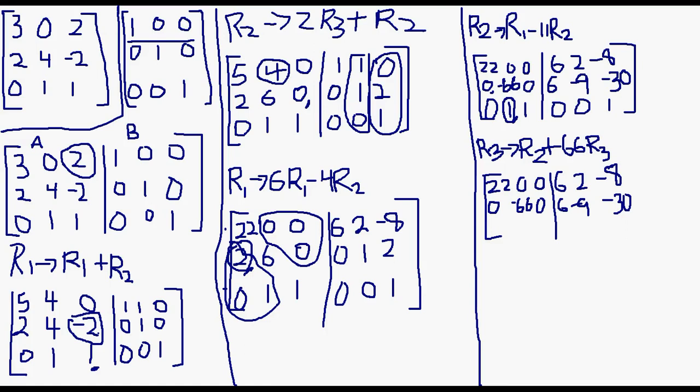So we are working on row 2 plus 66 row 3. So 0 is here, plus 66 times 0 also gives us 0. Here is 66, so row 2 is 66. Negative 66 plus 66 times 1 will give us 0. Then 0 plus 66 will give us 66.